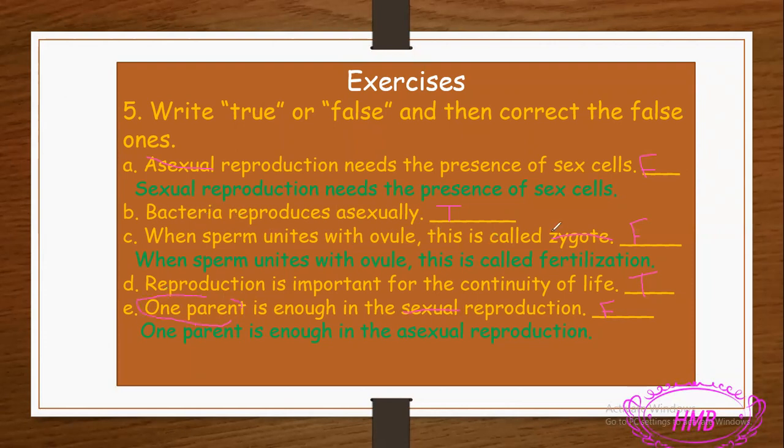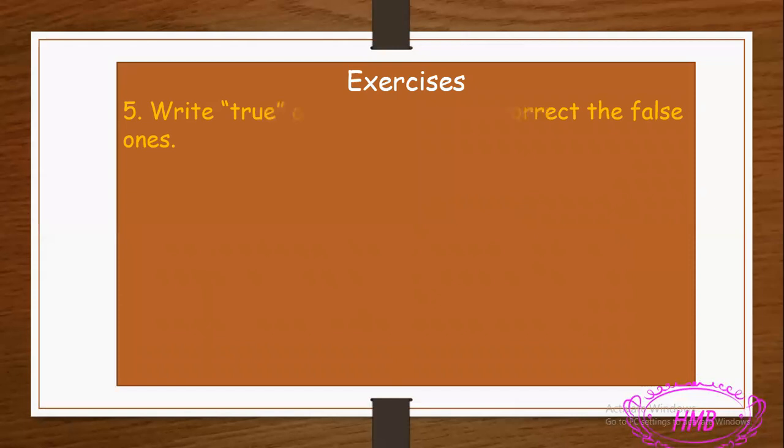When sperm unites with the ovule, this is called zygote. I can cross out this part and say that the cell that results when sperm unites with the ovule is called zygote. That becomes correct too. Okay, for this sentence, instead of crossing out asexual, I cross out the sex cell. Asexual reproduction does not need sex cell. Only one cell is enough. Okay, so in true or false, we have two ways to solve them. Let's move to the next question.